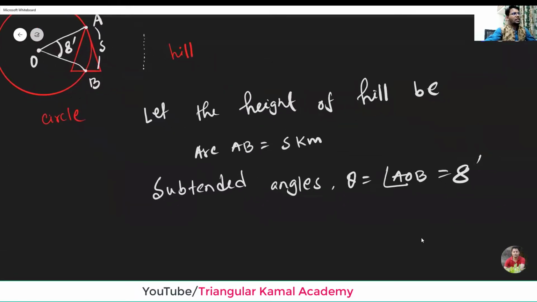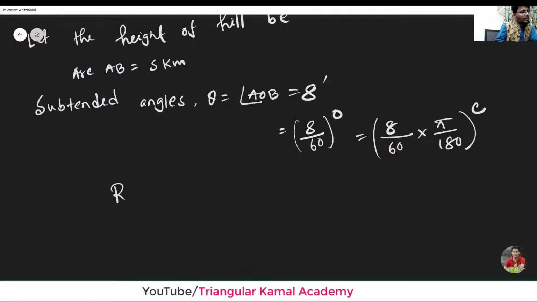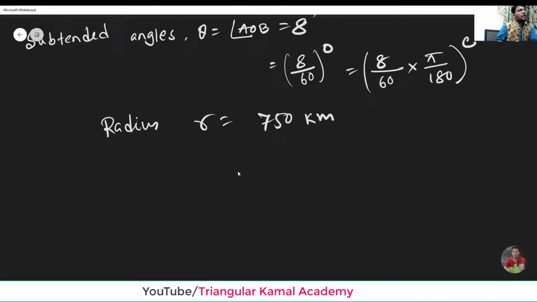So now 8 minutes is converted into radians. First you have to convert 8 minutes into degrees, then degrees into radians. 8 / 60 will be the degrees. So now degrees are converted into radians. The radius is given here, r equal to 750 kilometers. So now using theta and r, we can find the length of AB, or arc AB.